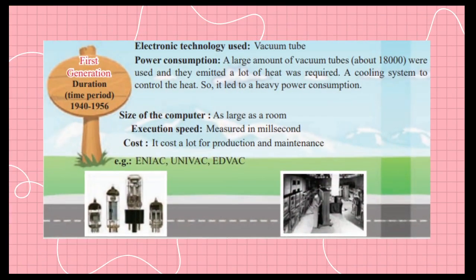So now let's see about the first generation. The electronic technology used was the vacuum tube. Power consumption: a large amount of vacuum tubes were used and they emitted a lot of heat, so a cooling system was required to control the heat. So it led to heavy power consumption. The size was as large as a room, and the execution speed is measured in milliseconds. And also, it cost a lot for production and maintenance.